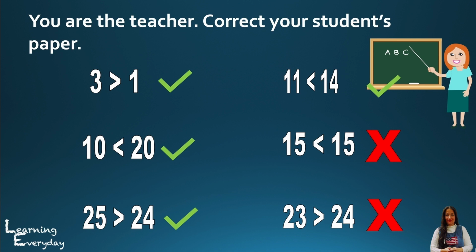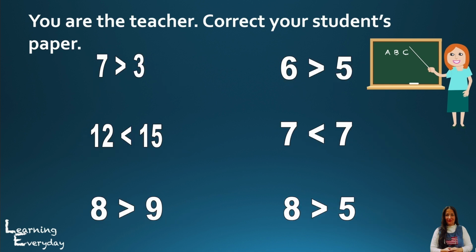Incorrect. 7 is greater than 3. Correct. 12 is less than 15. Correct. 8 is greater than 9. Incorrect. 6 is greater than 5. Correct. 7 is less than 7. Incorrect. 7 is equal to 7. It should have an equal sign. 8 is greater than 5. Correct.